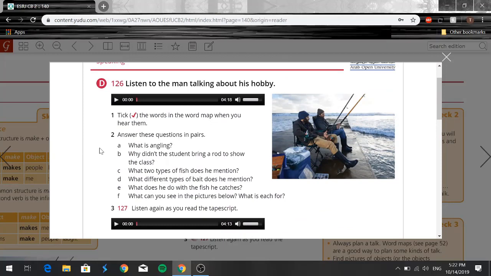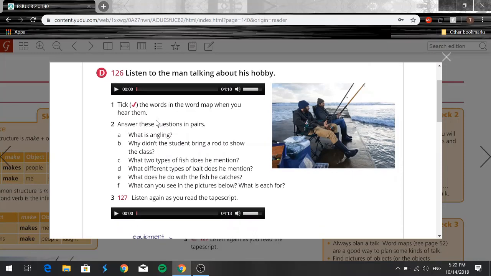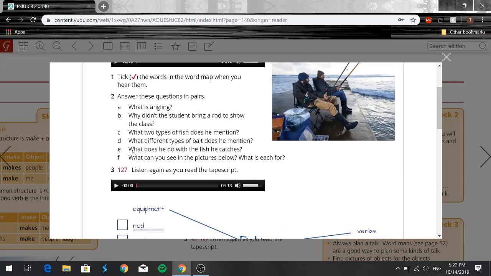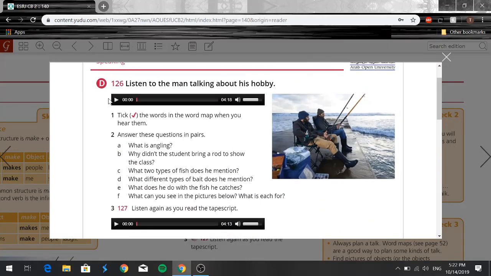And we're going to be answering these questions in pairs. So take out your notes, or take out a sticky note or whatever, and start writing notes down. And just tick these words as you go along. So here we go.